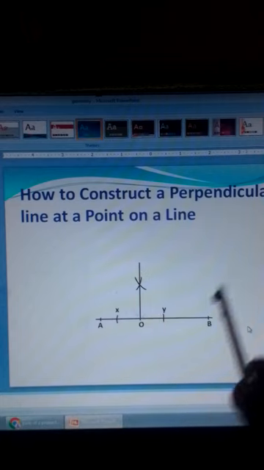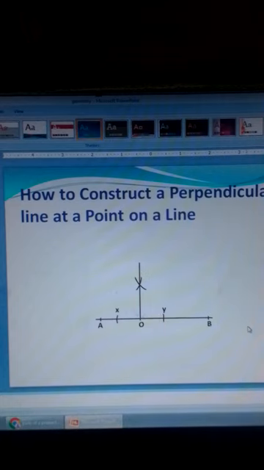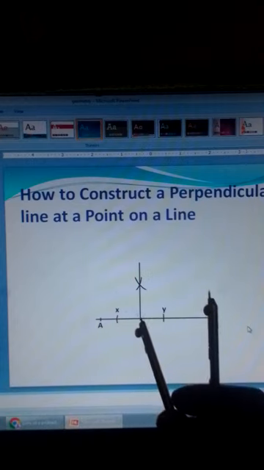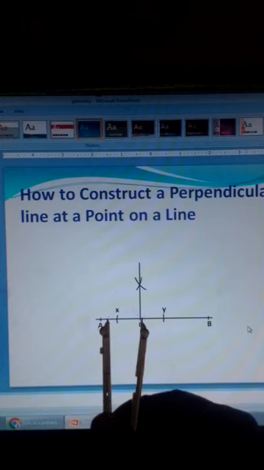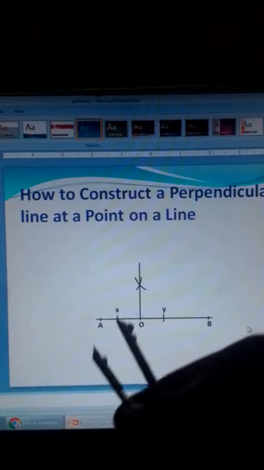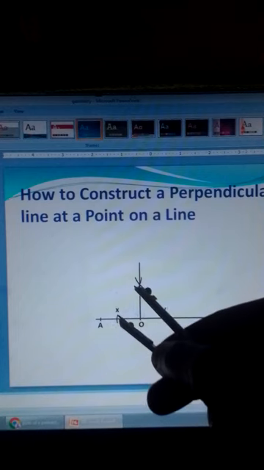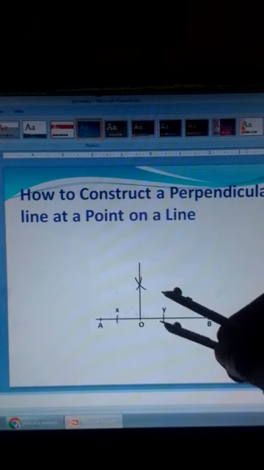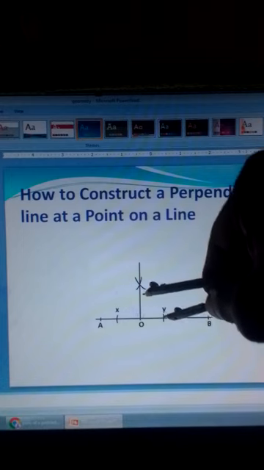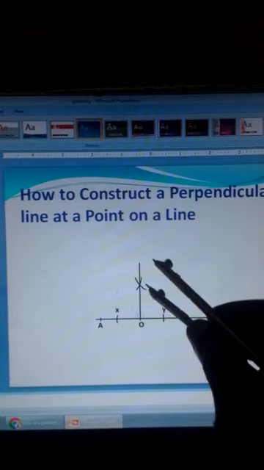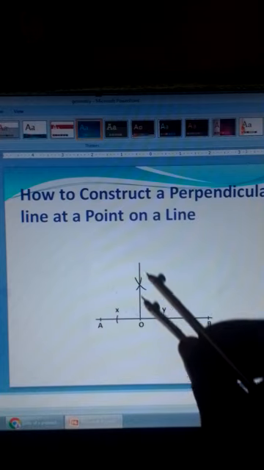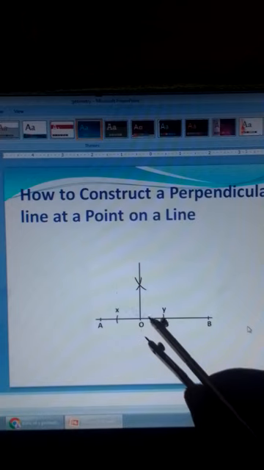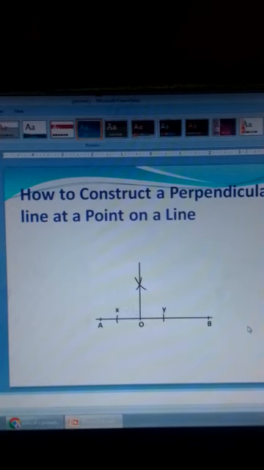After that, you adjust the compass to a radius that is greater than this distance, OX and OY. So you adjust the compass so that it's just more than that distance. After that, you put your pair of compass here at X. You make an arc up here. You also put the pair of compass here at Y and make an arc to intersect the other arc like that. So where the two arcs intersect, you now join that point with the point O. So that straight line is going to be perpendicular to line AB. That's how we can construct a perpendicular line to a given line, all right?